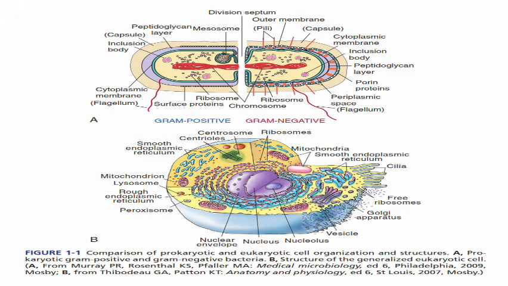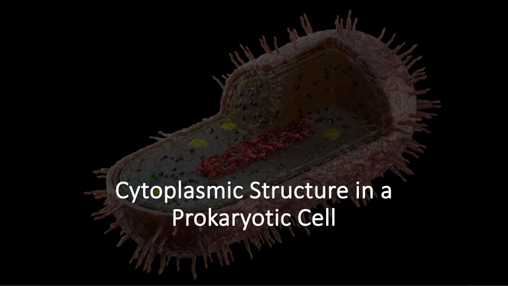Now, this is a diagram showing the difference between prokaryotic bacterial cells and a generalized animal cell. You may go back to this diagram as I move on with the discussion so you will have a visual reference. Now, let's first talk about cytoplasmic structures in a prokaryotic cell. Before we begin, a prokaryotic cell is much smaller and less compartmentalized compared to a eukaryotic cell, and they do not contain membrane-bound organelles and a nucleus.